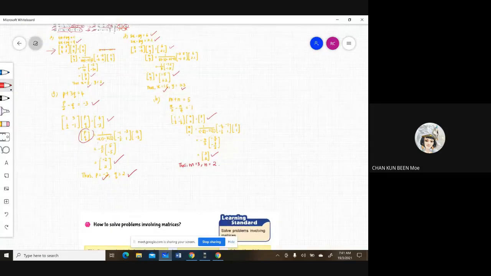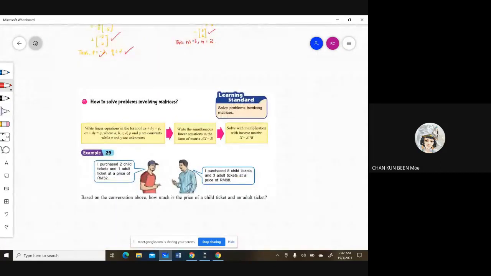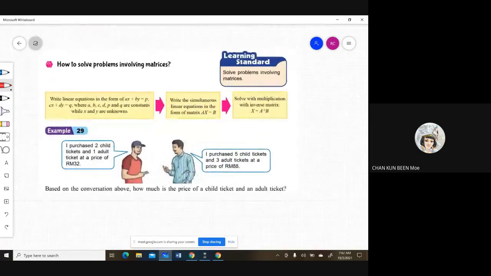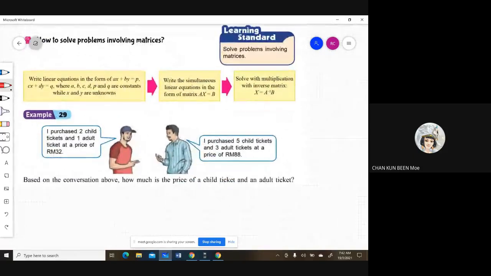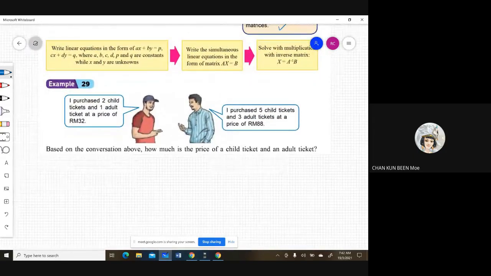We are going to enter the last section in this chapter, which is the problem solving. Okay, we look at this. The learning standard, of course, what we are going to learn today is to solve the problem of the matrices. What is the process to solve the problem? You can see from here.